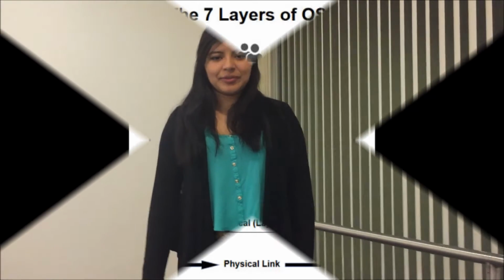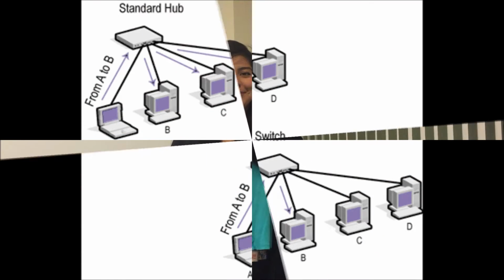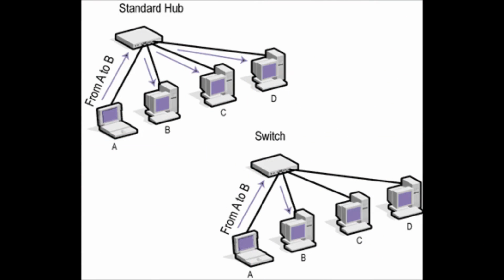the data link layer. There are 3 types of devices that a user can choose from when a user wants to connect 2 or more devices to a local area network or a wide area network. The first device is called a hub. From this picture, we can see that a hub is connecting computers A, B, C, and D.